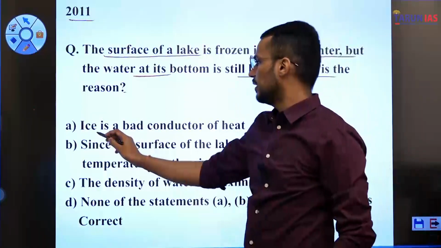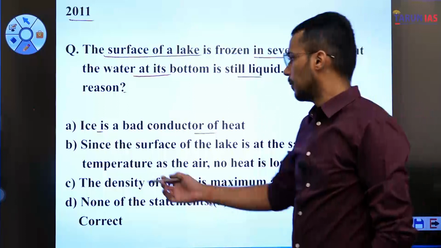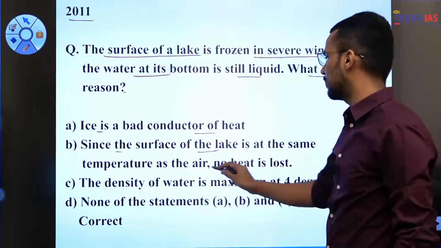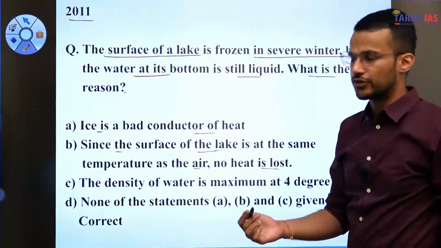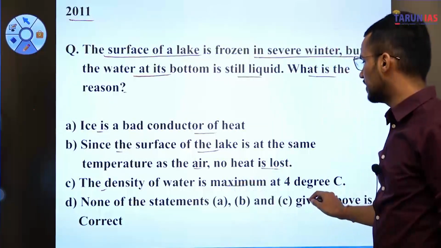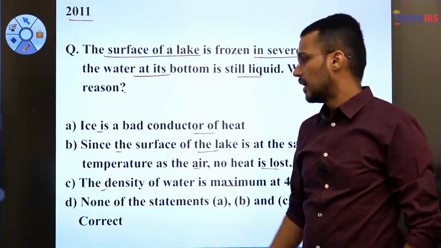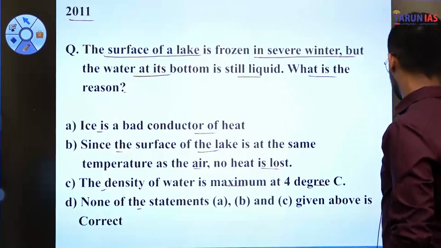Options are A, ice is a bad conductor of heat. B, since the surface of the lake is at the same temperature as the air, no heat is lost. C, the density of water is maximum at 4 degrees Celsius. And D, none of the above. So let us discuss this question.